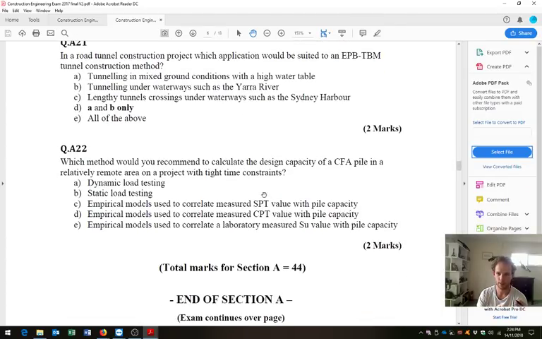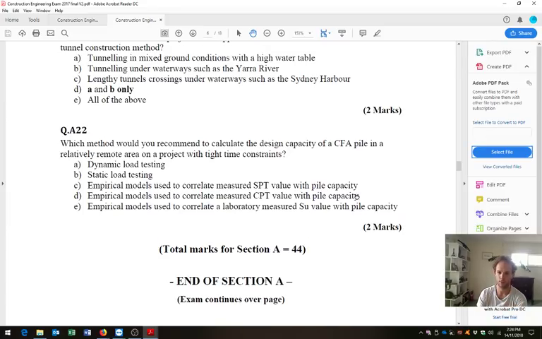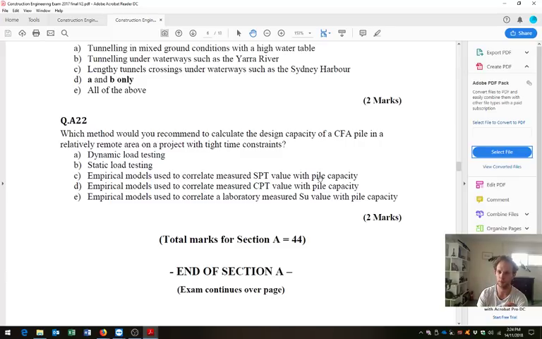Which method would you recommend to calculate the design capacity of CVA pile? So we talked about this in the consult yesterday. I think it was yesterday. And you would use a CPT test because CPT is far more accurate than an SPT test. We haven't yet installed a pile, so we can't do the testing yet. And if it's in a remote area, getting a lab to test the material is going to take a long time, and it's not necessarily going to be any more accurate than our CPT test. So it's definitely CPT. Have a watch of Gary Chapman's lecture for more info on that.